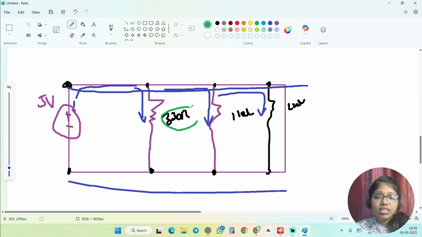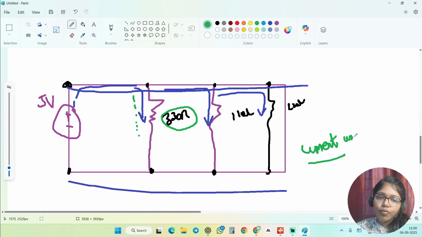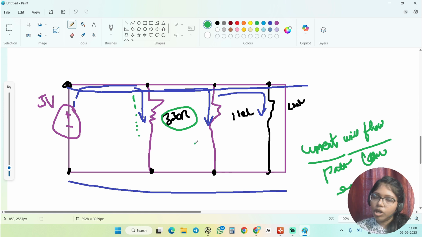Whenever the resistance has a high value, it is a high resistance, so only a small amount of current will flow through it. Always keep this point in mind: the current will always choose the path of low resistance, the low resistivity path. Only the low resistivity path is what the current is always going to choose.